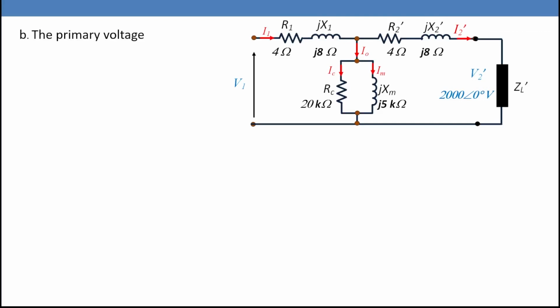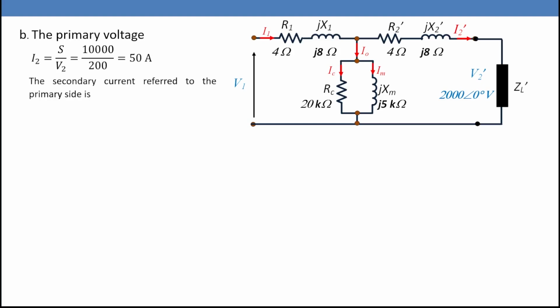Part B, we need to calculate the primary voltage. To calculate the primary voltage, we need to know the currents everywhere, but we know that V2 dash equals 2000 angle 0 degree volt. What's I2 dash? So first we need to calculate I2 dash. Given in the problem that the transformer is operating at full load, so what is the secondary current at full load? I2 equals S over V2, 10,000 over 200 equals 50 ampere. So what's I2 dash? The secondary current referred to the primary side, I2 dash equals 1 over A I2 equals 1 over 10 multiplied by 50 equals 5 ampere.